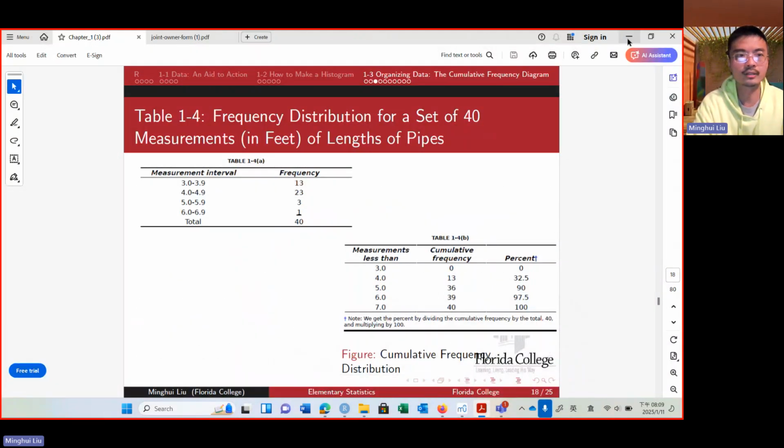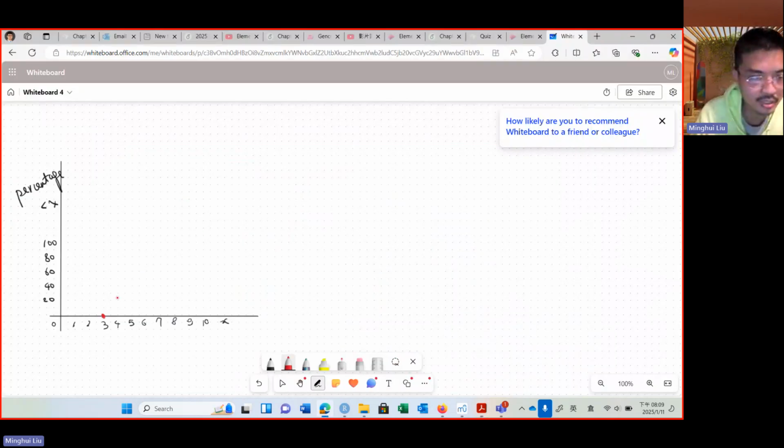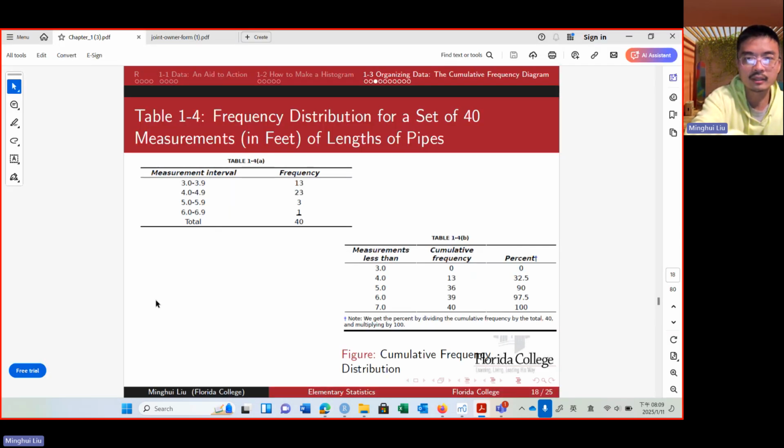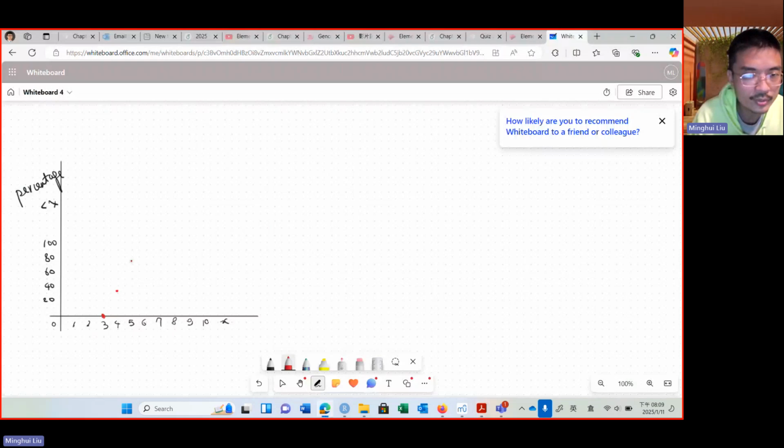So we're going to plot 32.5%. So it's just a little bit above the 30% line, 32.5%. And now at 5, it increased to 90%. So it increased all the way up here. And then at 6, it increased further to 97.5%. It's almost 100%. Actually, 5 is here, so 6 is here. So it's almost 100%. And 7 is 100%.